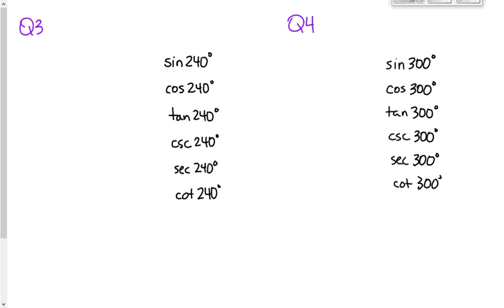Okay, now let's imagine that you had to find one or more exact values for 240 degrees. So draw a 240-degree angle in standard position.